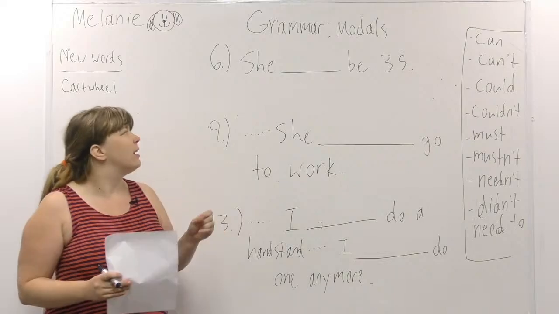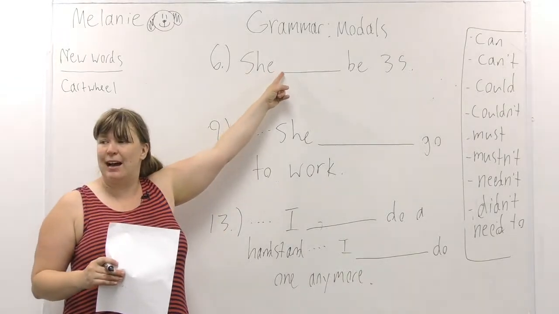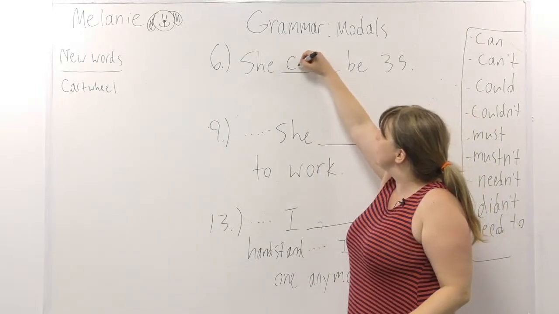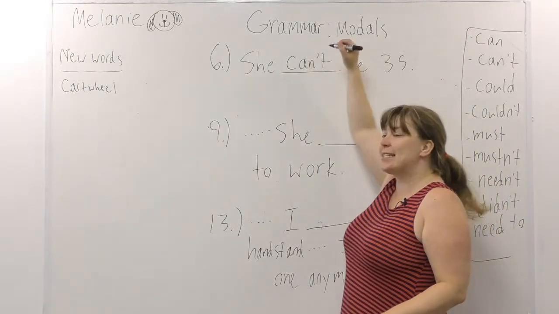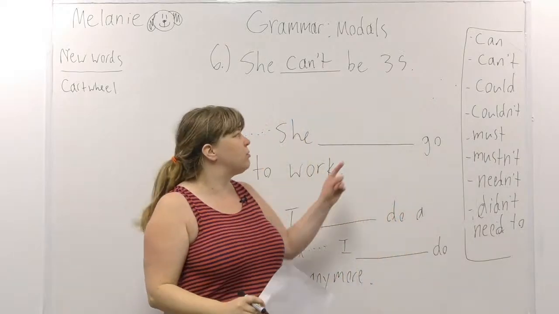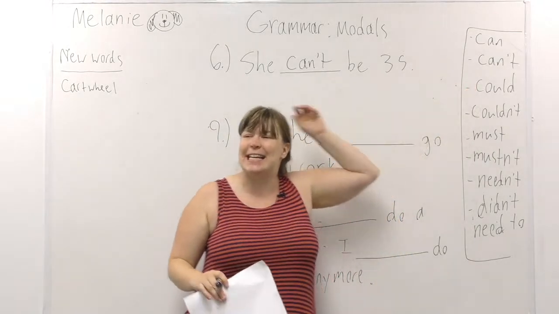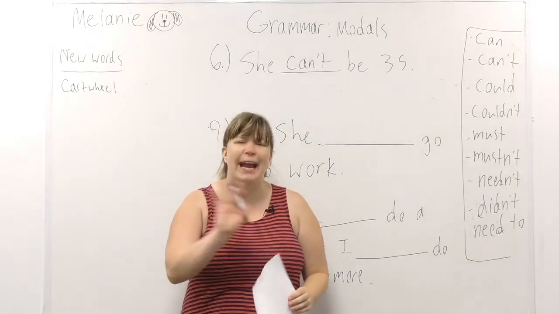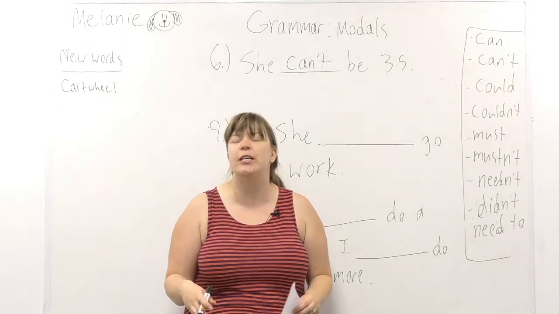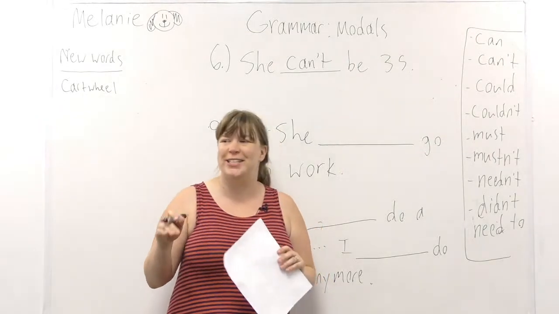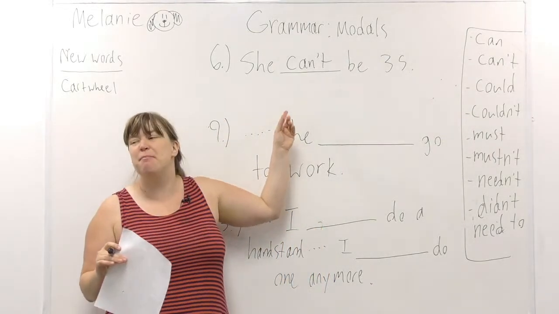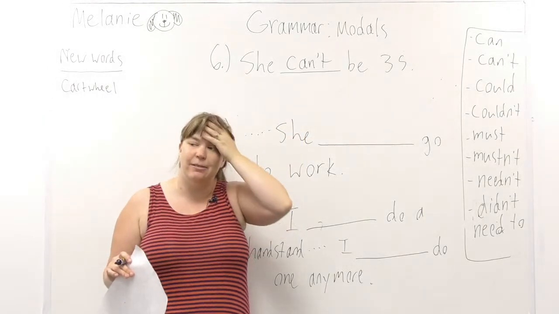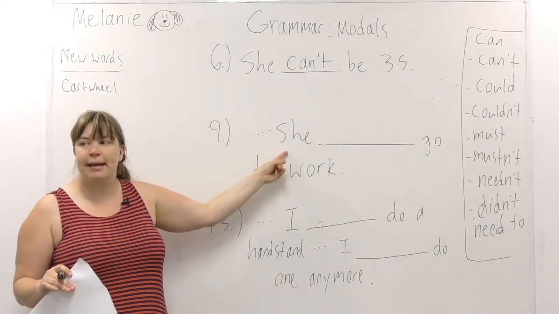Okay, so number 6, the answer I was hoping for is "can't." So this is referring to ability. So not a rule, but an ability. "She can't be 35. Like, she looks too old." Again, this is kind of mean, so you want to be careful who you say this to. Okay, I'll leave this one blank for now.